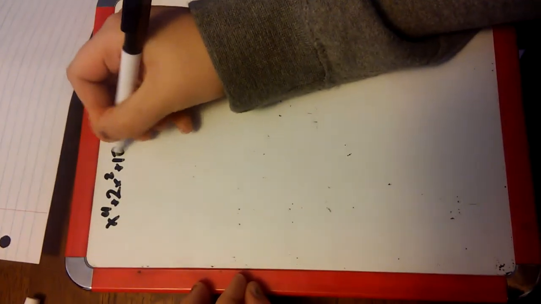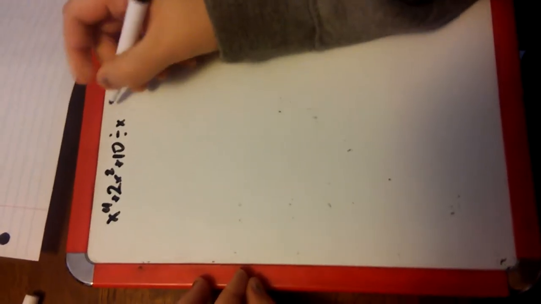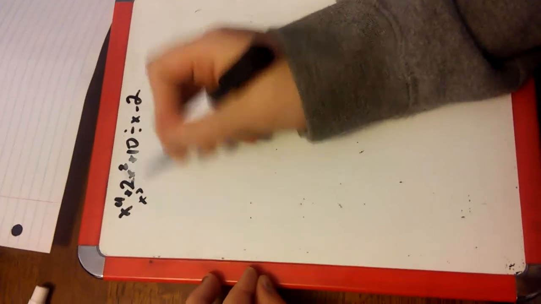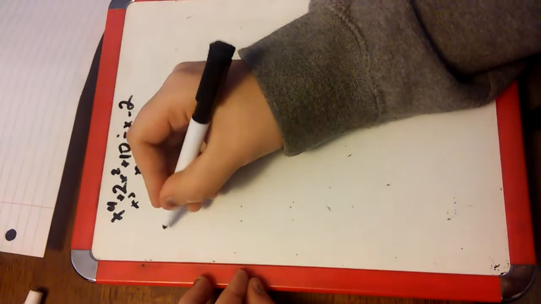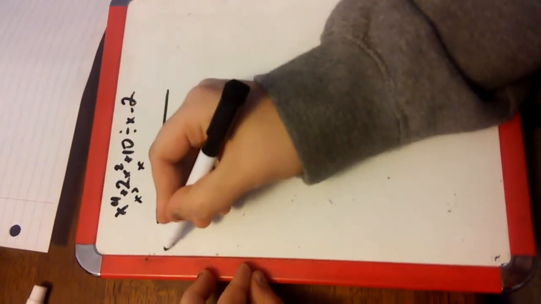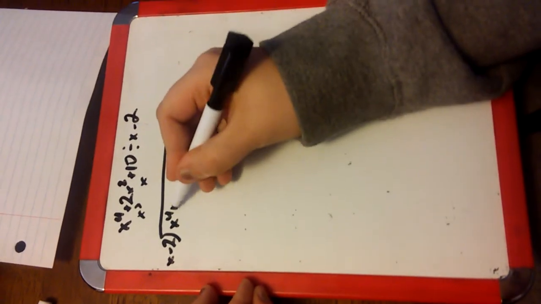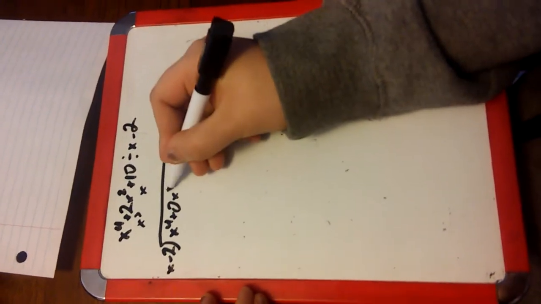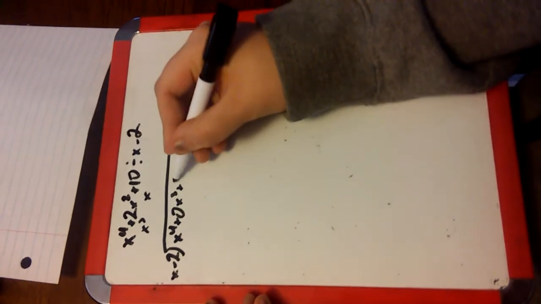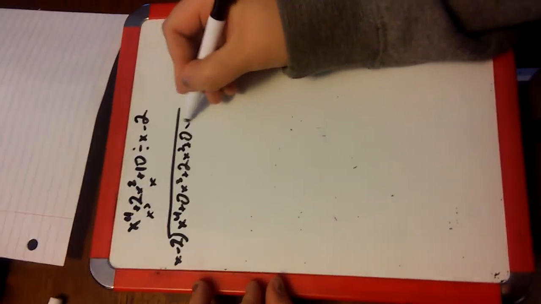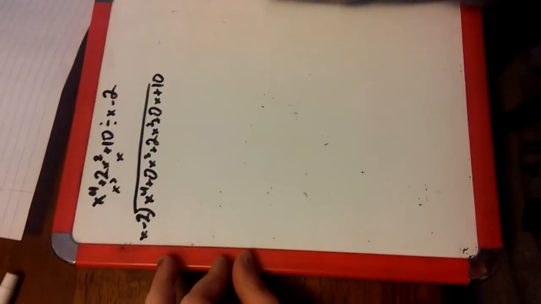x to the fourth plus 2x squared plus 10 divided by x minus 2. We don't have an x to the third or an x. So whenever you divide these, you'll have x minus 2 divided by x to the fourth plus 0x to the third plus 2x squared plus 0x plus 10.